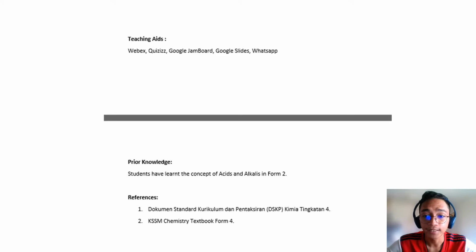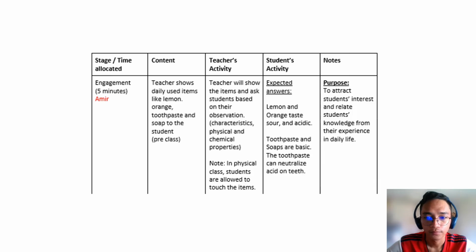So here are some of the teaching aids that we will use, which are WebEx, Quizzes, Google Jamboard, Google Slides, and also WhatsApp. Our prior knowledge, the students' prior knowledge that teachers need to know, is that students have learned the concept of acids and alkalis in Form 2. Okay, for references, we have a lot of references, but we will insert them later: the SKP and also the KSSM Chemistry Textbook Form 4.